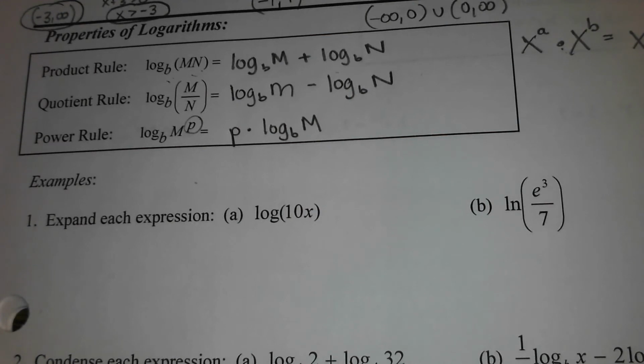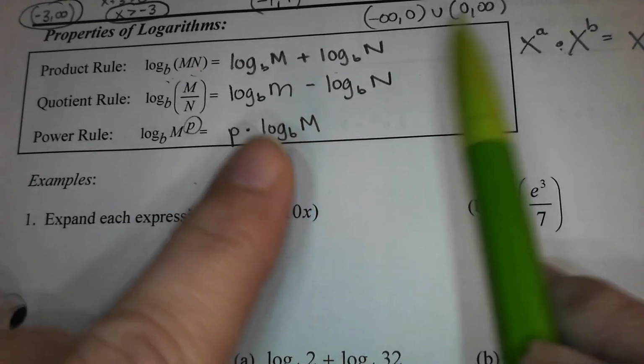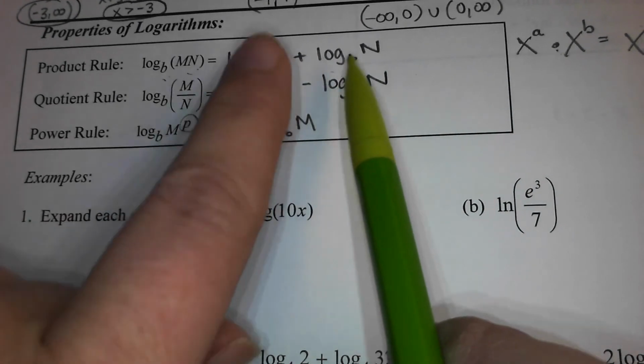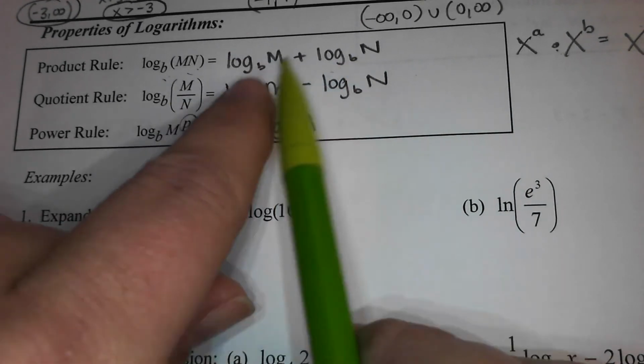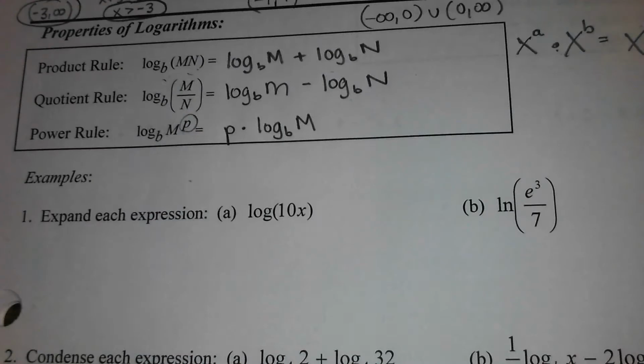With these rules, you'll have to go both directions. You'll have to expand from the single log and spread it out. And sometimes it'll say to condense from the multiple logs. By the way, they always have to have the same base. And they'll condense back in to the single log. So you'll see as we go through these the different scenarios where sometimes you expand, sometimes you condense.